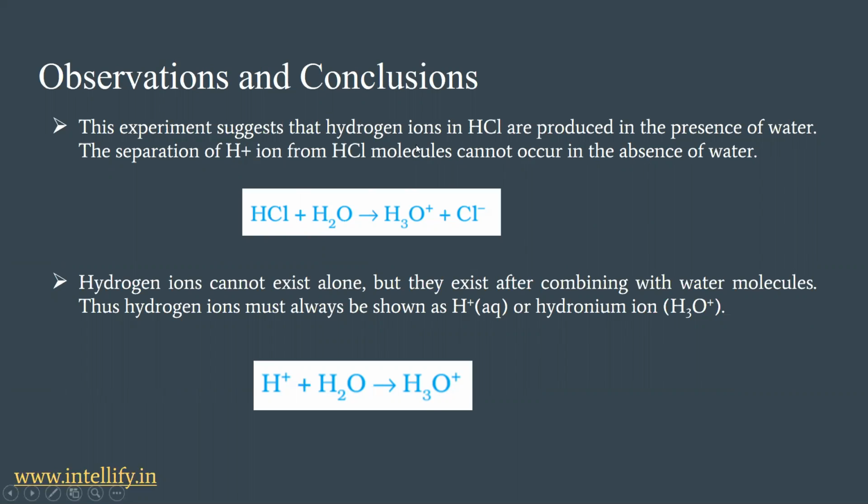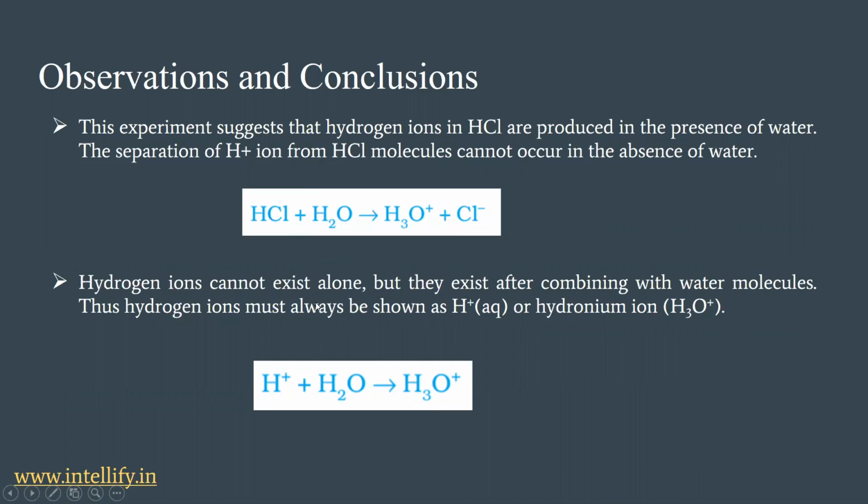This experiment suggests that hydrogen ions in hydrochloric acid are produced in the presence of water. The separation of H+ ion from hydrochloric acid molecules cannot occur in the absence of water. So water is a must in case of hydrogen ion separation. As you can see in this equation, hydrochloric acid plus water will give you hydronium ion, okay? And this is the chloride ion.